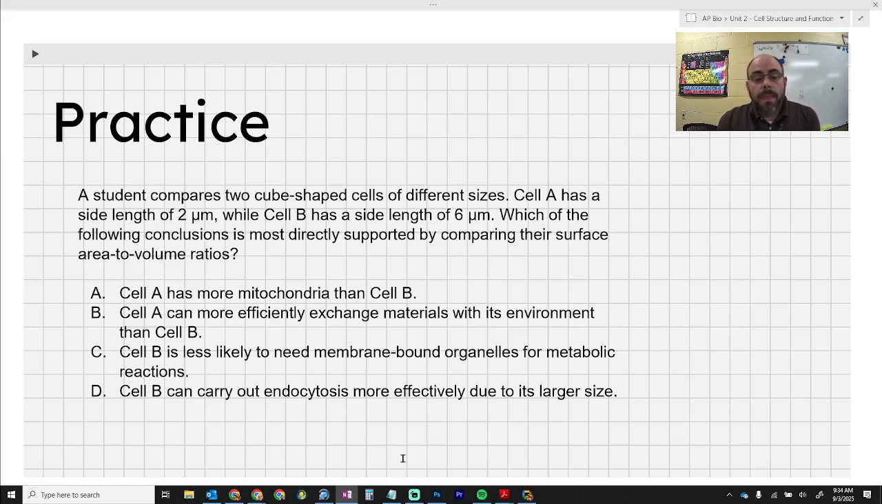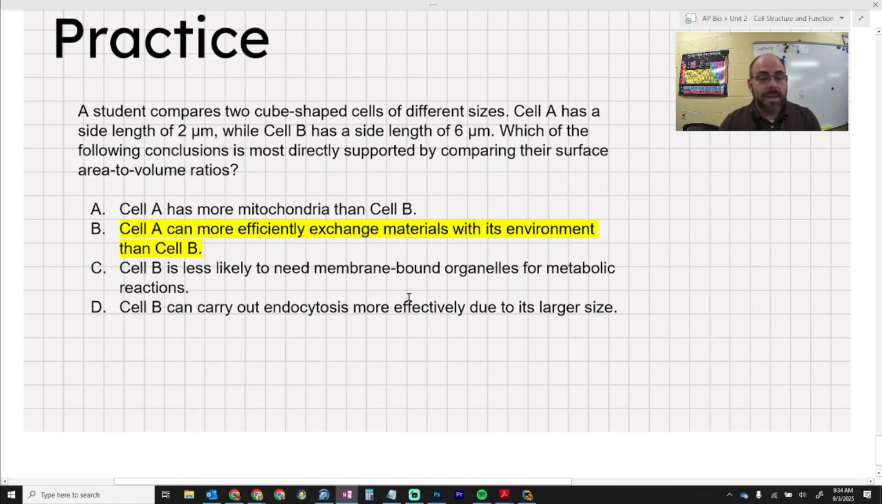Okay. Before we go down there and look at A, B, C, D, we know that the smaller side is going to have a higher surface area to volume ratio. So cell A is going to be a more efficient cell than cell B, just based on what we know about surface area to volume ratio. So let's look. Cell A has more mitochondria. No way of knowing that. Cell A can more efficiently exchange materials with its environment than cell B. Yes, it can, because it has a higher surface area to volume ratio. B is the correct answer.